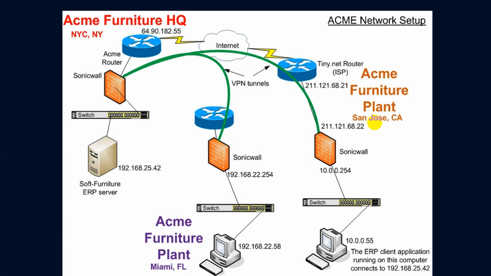So this is the network diagram that we have for Acme Furniture. As you can see here, the server itself that everybody's accessing is in New York. Then we have PCs here in San Jose and PCs here in Miami. They're using SonicWall to do their VPN tunnels between the two plants to the central head office.